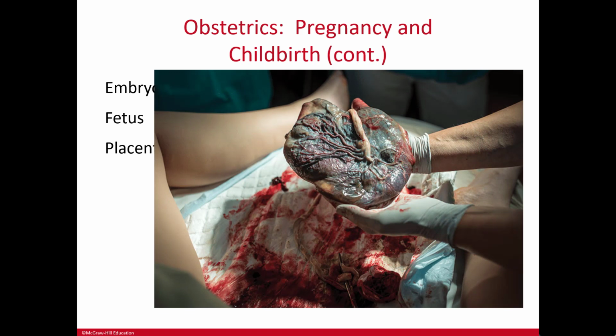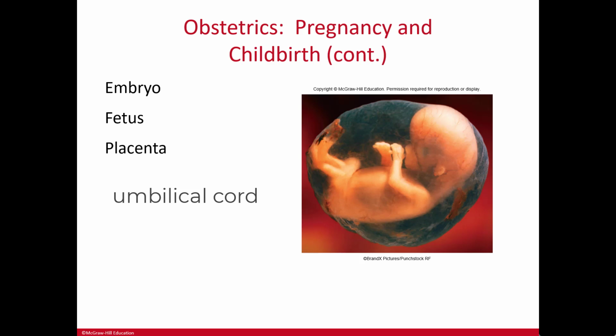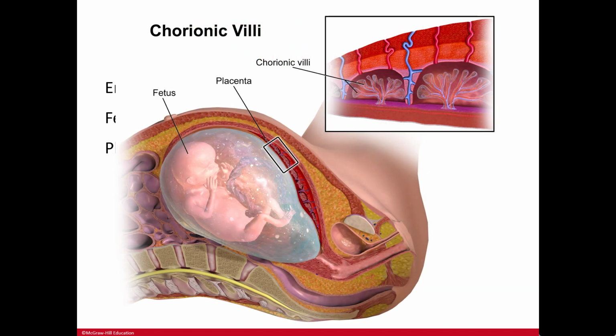The placenta is connected to the unborn baby by the umbilical cord, which contains two arteries and one vein. The maternal and fetal circulation is separated by cells called chorionic villi. However, there's an exchange of gases, nutrients, and waste products.